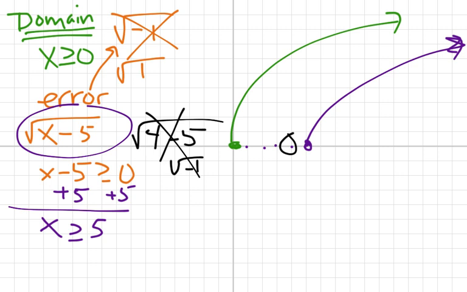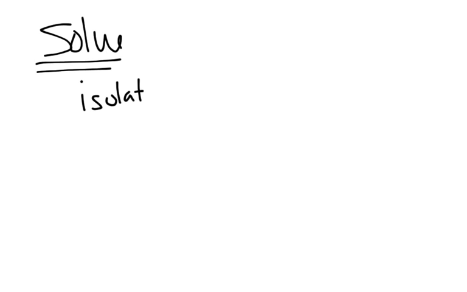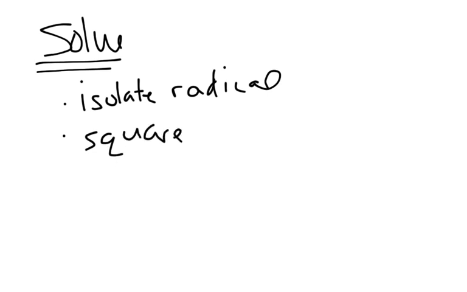All right, on to goal number 2, which is to solve. That's our next thing. To solve these is really quite easy. It's just like the completing the square ones. You're isolating. It's all about isolation. Isolate the radical. And then once we do that, square both sides. We are undoing the radical by squaring it.